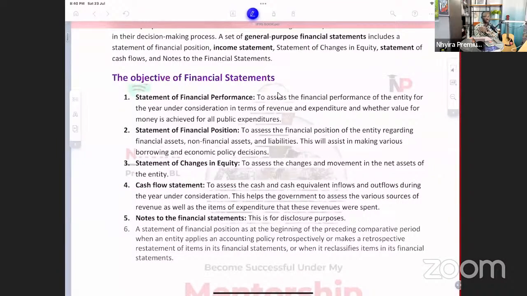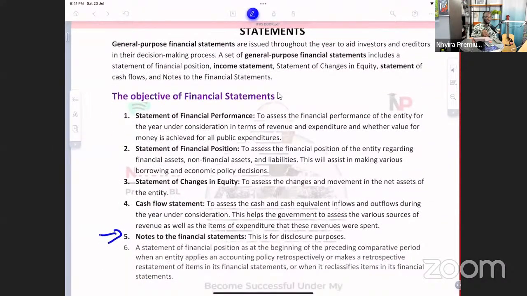Statement of financial performance, to assess financial performance. Statement of financial position, to know the financial position of the company. What are the assets? What are the liabilities? Statement of changes in equity, to look at the movement in the equity of the company for the period under review. Then the cash flow statement, to look at the cash inflows and the cash outflows for the period under review. Then the notes to the financial statements provide us with some knowledge on the accounting policies we used in the preparation of the financial statements, and also the other workings that we used. So that's the first part of the conceptual framework.